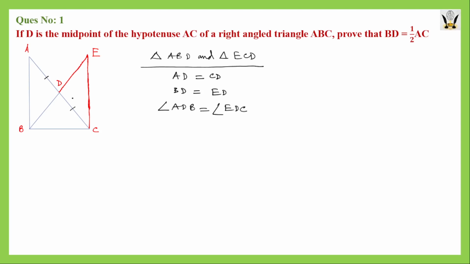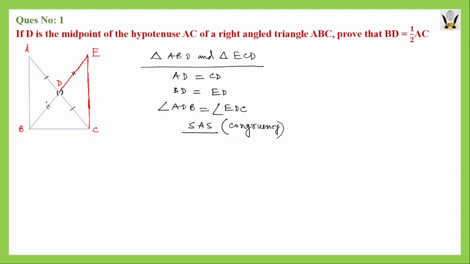Now BD is equal to ED. Why? Because as per our construction, we produced BD till E such that BD was equal to ED, and angle ADB is equal to angle EDC because they are vertically opposite angles. So between these two triangles we have side angle side congruency. This side is equal to this side, these two angles are the same, and this side is equal to this side: SAS congruency.